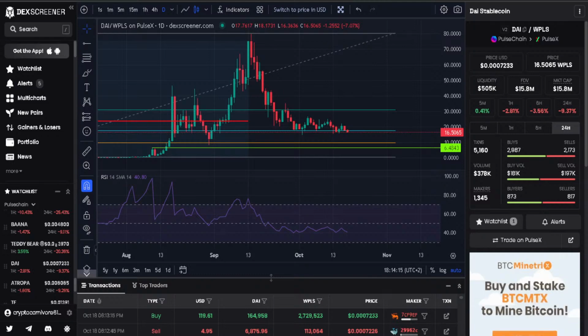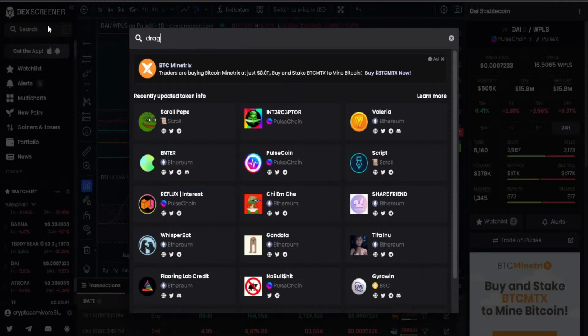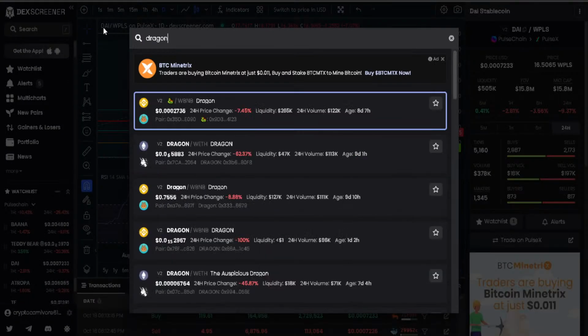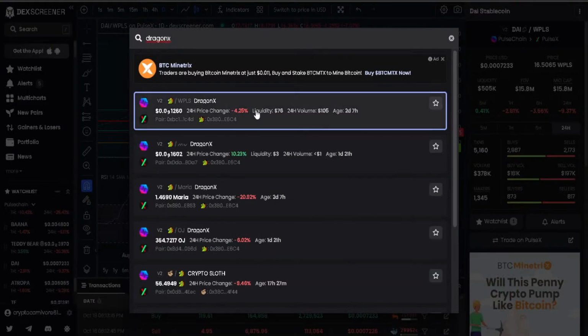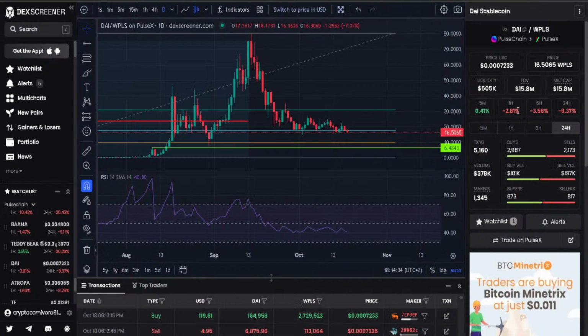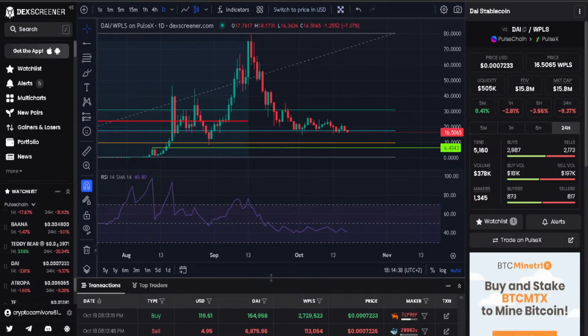What's up, BP? Dragon X ticker is on Pulse Chain. Dragon X. Here we go. Liquidity, not interesting. I can't put that in front of you guys, like 76% chance.